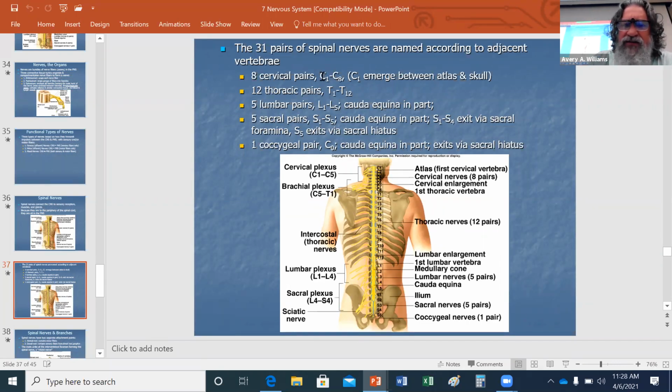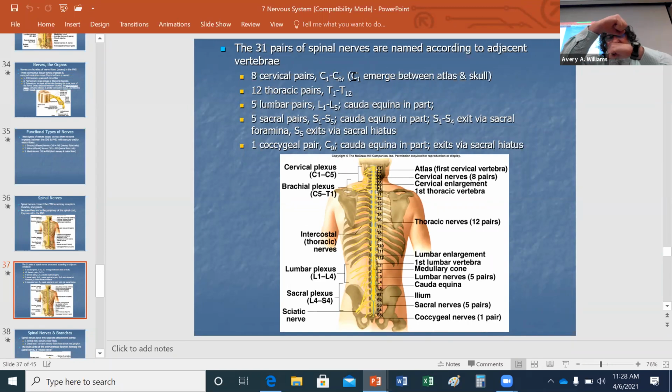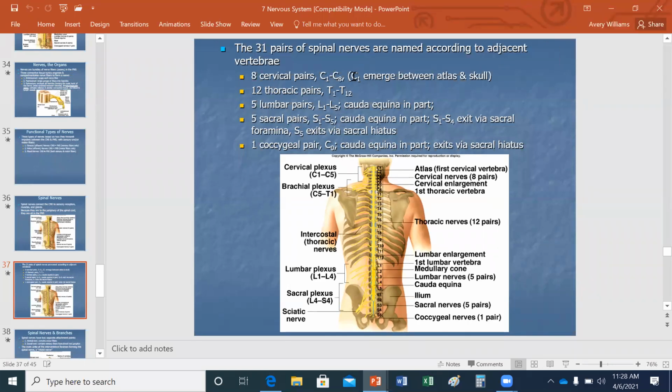Here I tell you, there's C1 through... they're all named just like the bones, the vertebrae, are named. The vertebrae are C1 through C7. The nerves are C1 through C8. So right here, C1, the nerve, emerges between the skull, pretend this is the skull, and C1, the atlas. It comes out right there, on top of the atlas, between the atlas and the skull. That's where C1, the nerve, comes out.